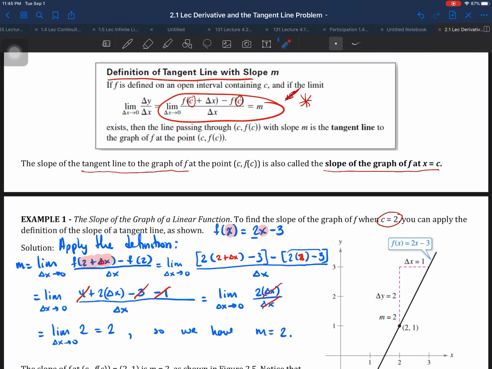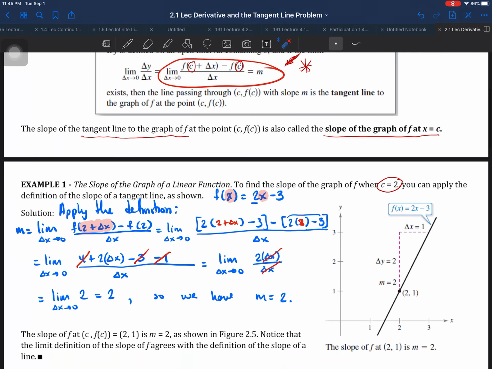What about this one? Well, in this case, you have f of 2 plus delta x. So you're going to replace x with 2 plus delta x. So we have 2 times (2 plus delta x), followed by minus 3. Do you see how I did that there? I replace x with this quantity. And that's it. That's where students get lost most of the time.